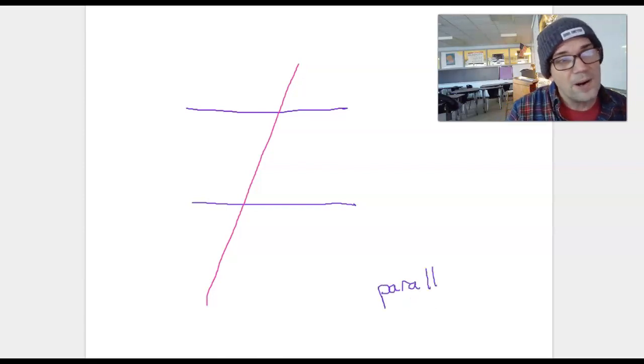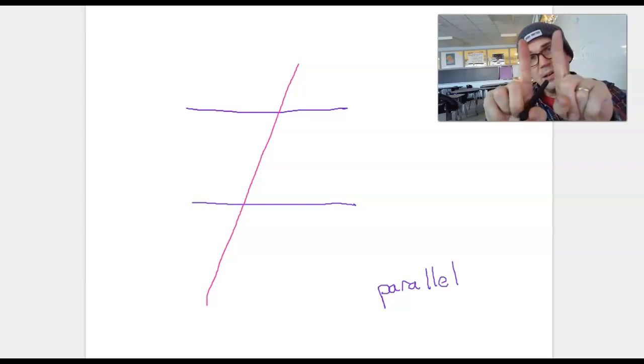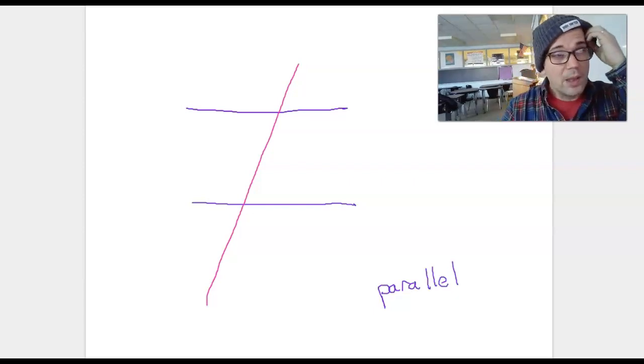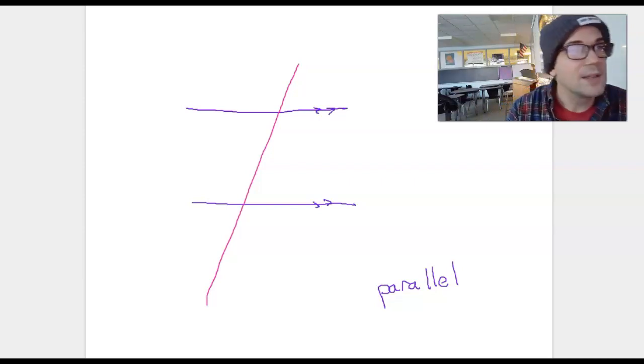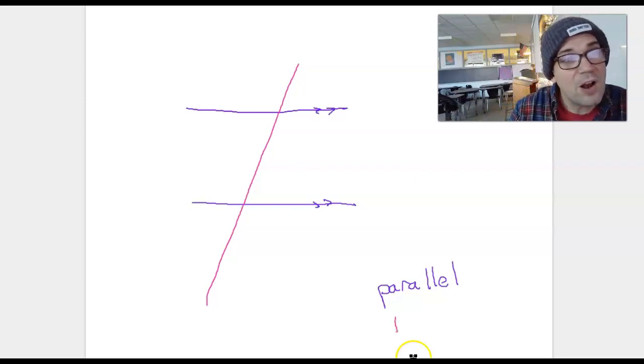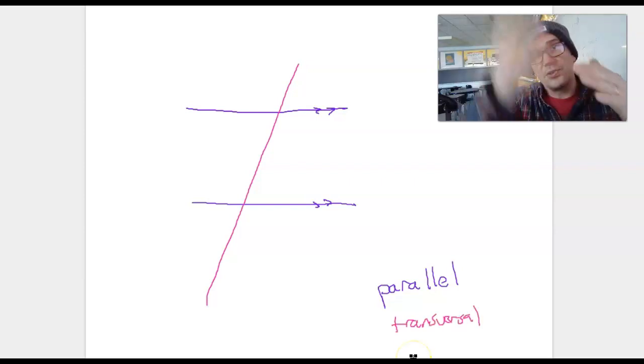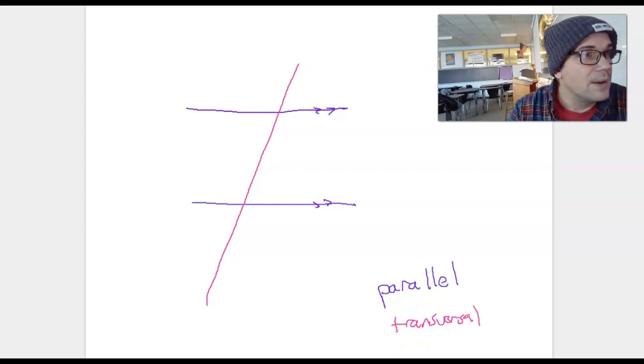I always liked the word parallel because it had two L's in it, so it kind of like gave you a hint of what the word meant. And if in a picture I want to indicate that they're parallel, I'll put these little tiny arrows on it to indicate that they're kind of like going the same way and they'll never cross. That pink line that cuts across is called the transversal. Like transverses, goes across them.